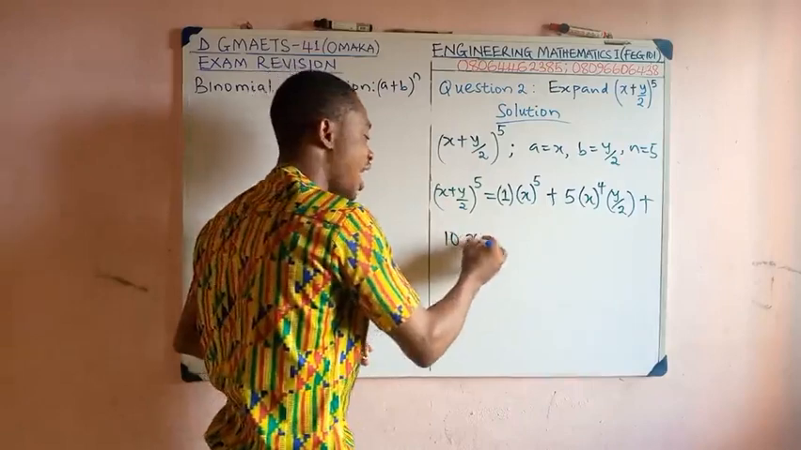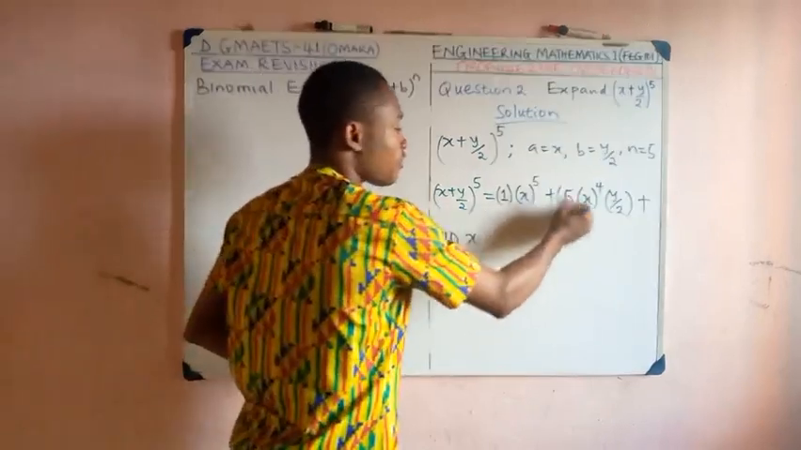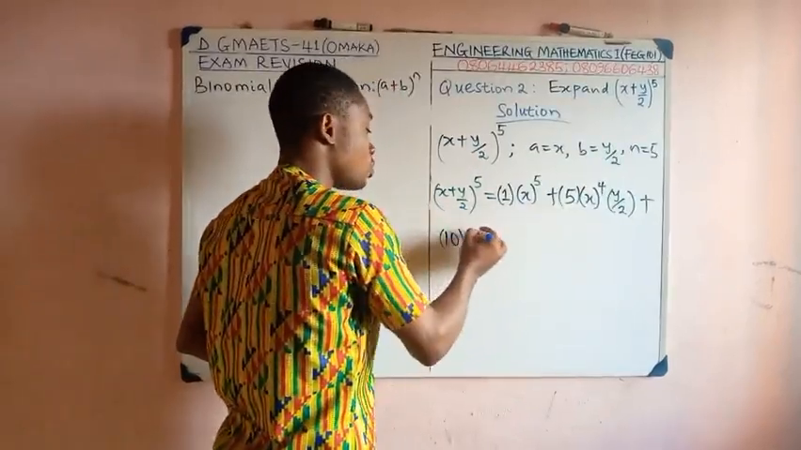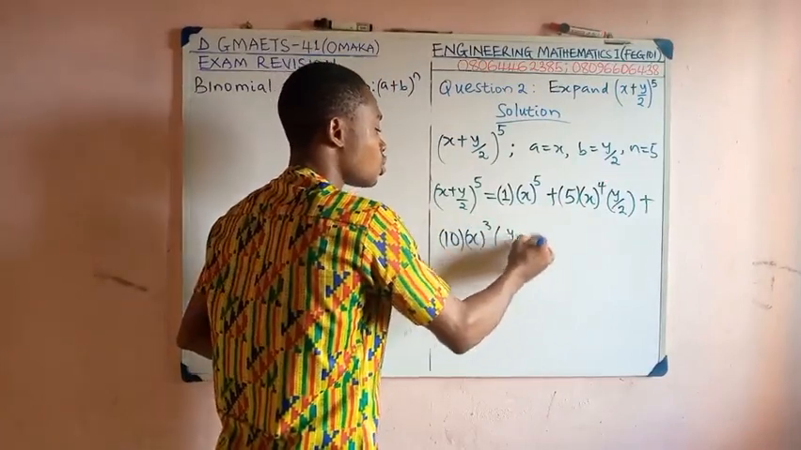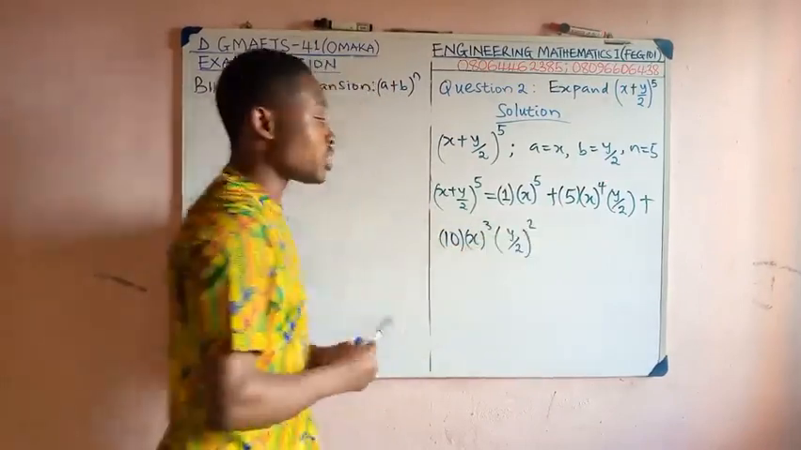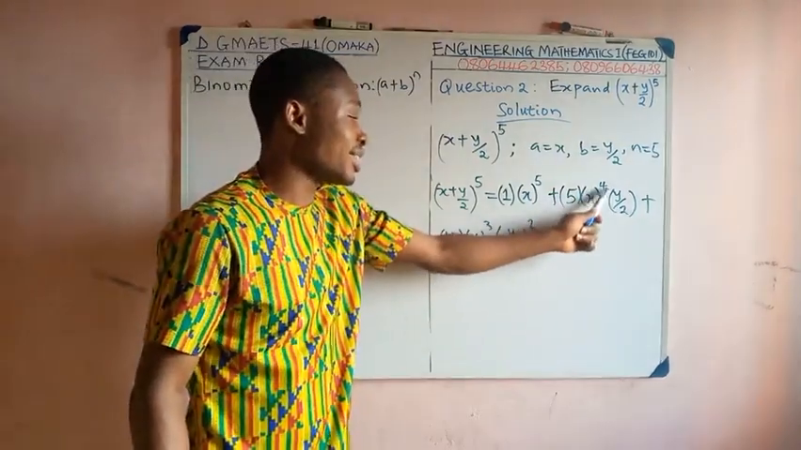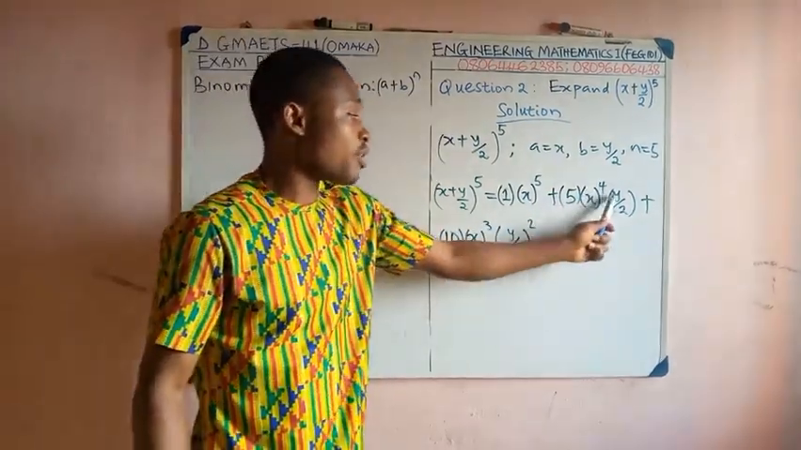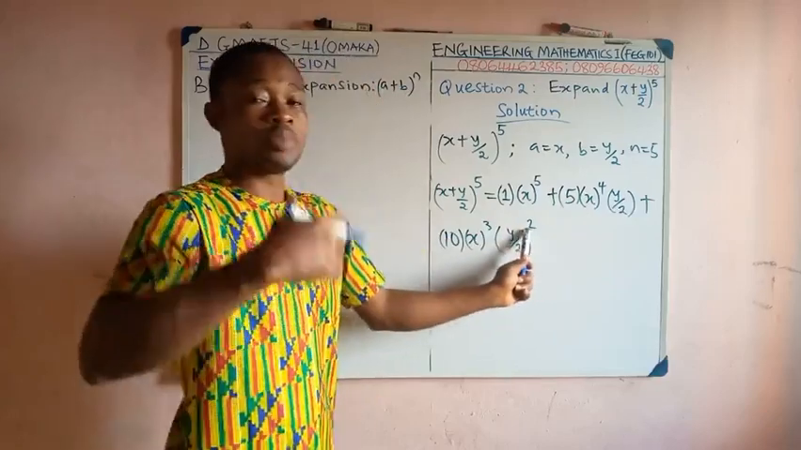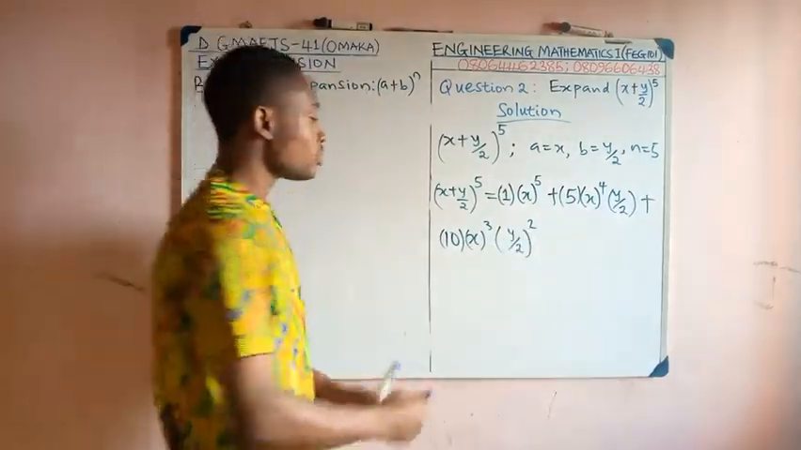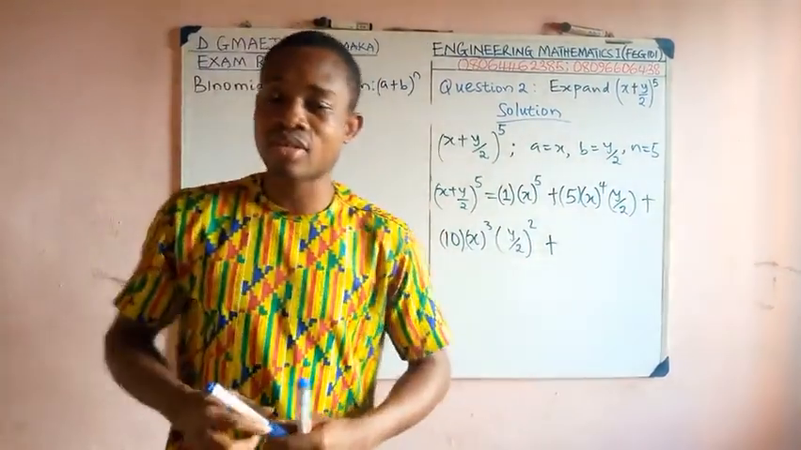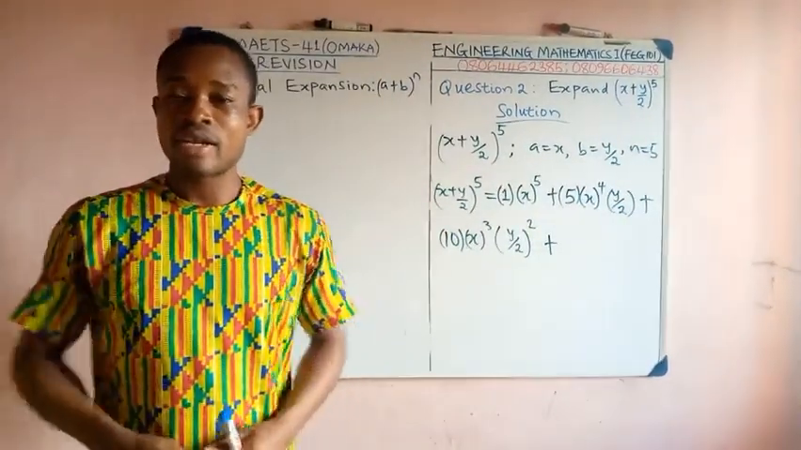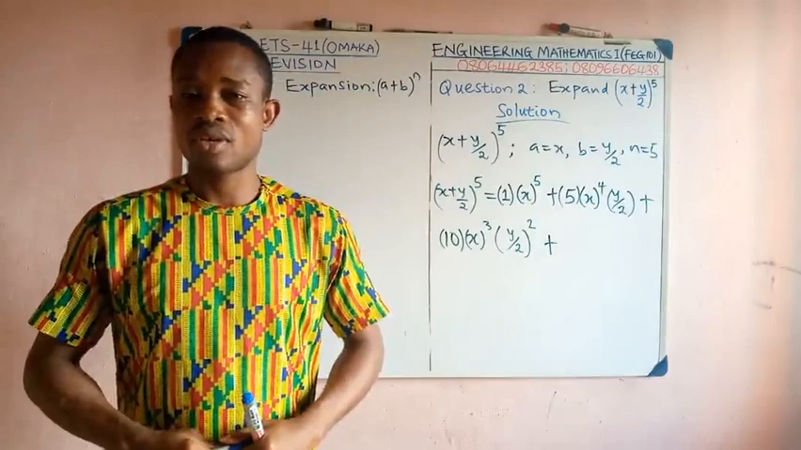Is that okay? It's going to be 10x raised to the power of 3. Then y over 2 raised to power 2. You notice something? The power of this a decreased from 4 to 3. The power of this b, y over 2, increased by 1 to 2. Now, this is just the whole thing about the binomial expansion coefficient formula. Is that okay? It's a simple one.